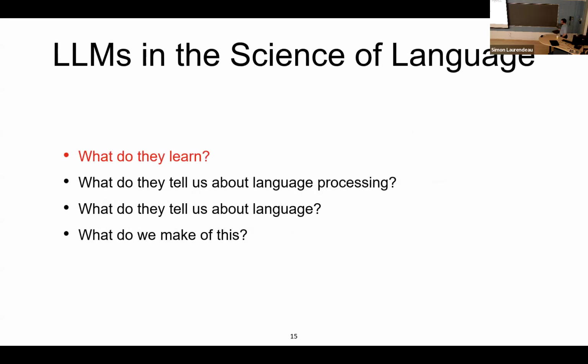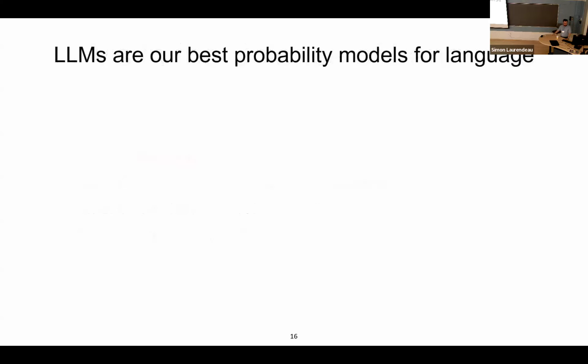So here's what we're going to do. First, we're going to talk about what language models learn. Then we're going to think about what they tell us about how humans process language, and then what they tell us about why language is the way it is. So first, what do they learn?